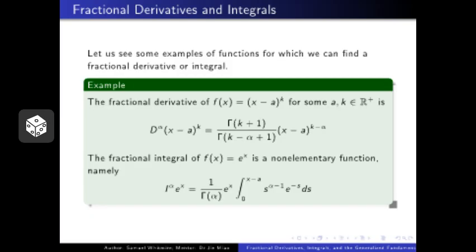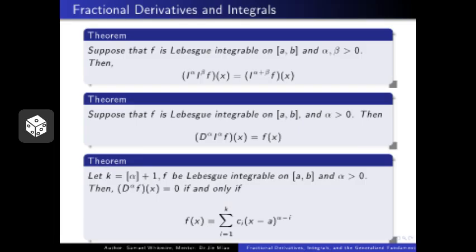Here's some examples of functions for which we have fractional derivatives and integrals. The fractional derivative of a polynomial is not bad, but the fractional integral of an exponential is harrowing to look at, to say the least. Some properties that we like: the integral operators are additive. The derivative of an integral is the original function. Converse is not true. And for the alpha, if the derivative of f is 0, f has to be this polynomial-like term.